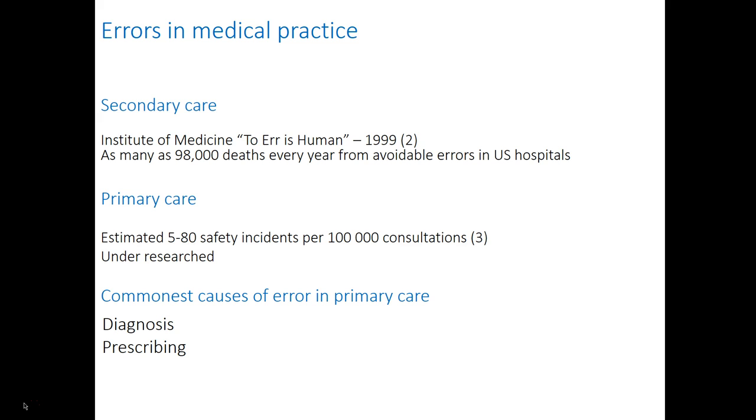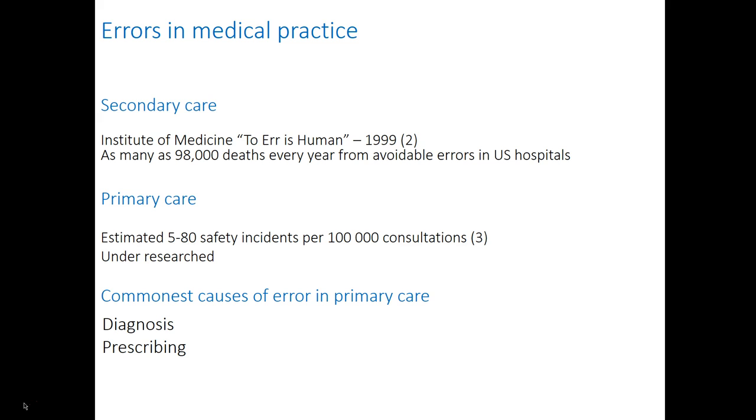What about errors generally? In hospital care, about 98,000 deaths occur every year from avoidable errors in US hospitals, and it is now recognized that prescription error is a significant cause, because of multi-morbidity and polypharmacy, of not just hospitalization but also of death within the US.